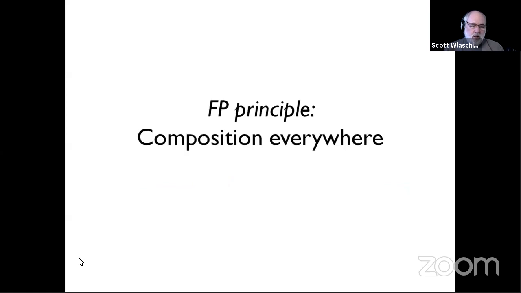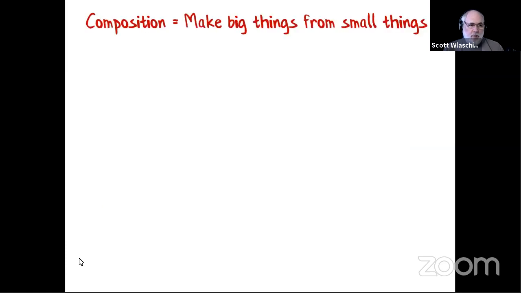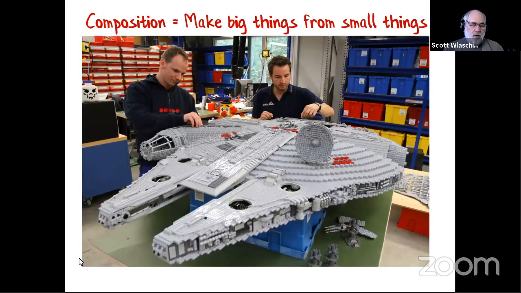The first thing about functional programming is that composition is the key principle. Everything in functional programming is about composition. If you're not familiar with what that means, that is basically using Lego. If you know how to use Lego, you know how to do functional programming. And here is some Lego. The thing about Lego is you can build big things from small things. Here is a piece of Lego that is built from small things, and that is composition in practice. You just keep adding smaller things together until you get something big.